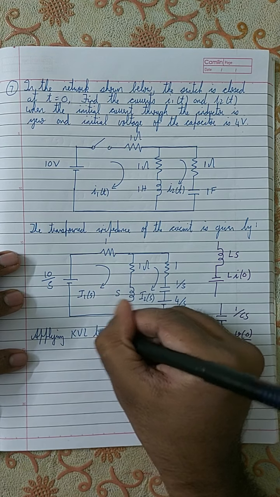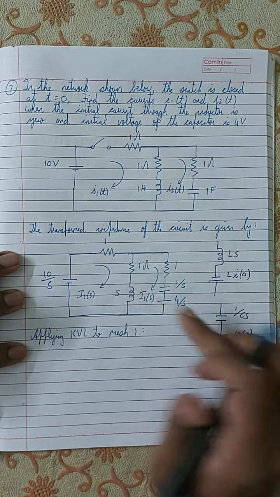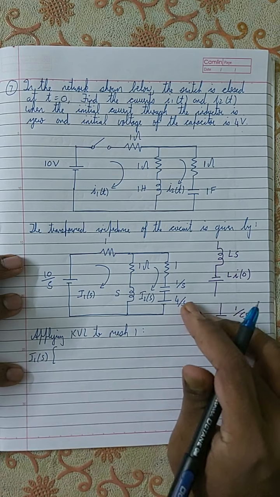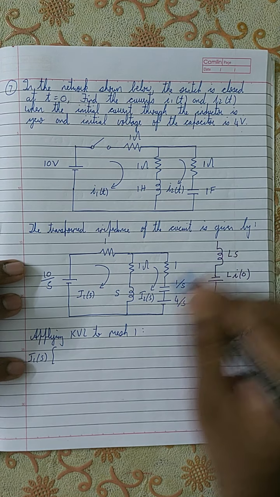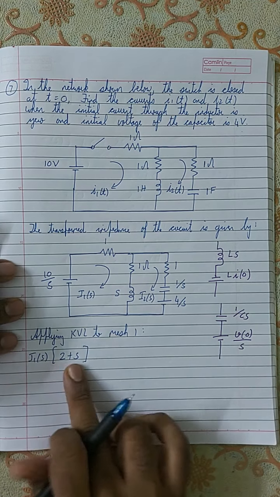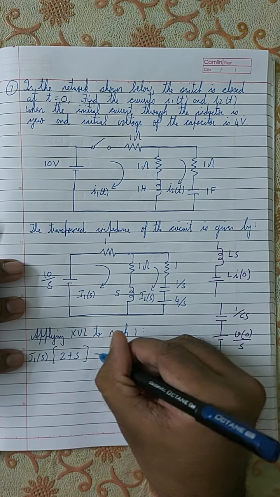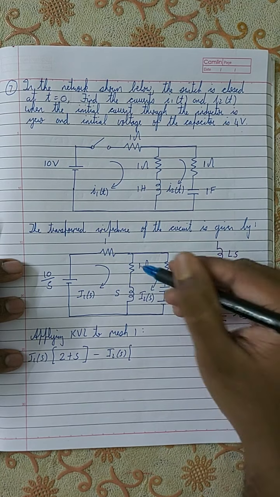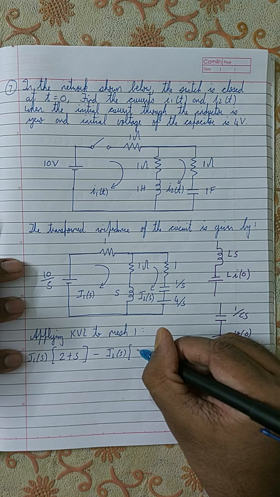KVL to mesh 1. Applying KVL to mesh 1, you get, that is, this I1 of s touches what all the elements it touches: 1 plus 1 plus s. What is 1 plus 1 plus s? It is 2 plus s, or s plus 2. It's touching only these three elements, right? So it is only this, minus I2 of s into, and what is this? I2 is touching only these two elements, which is 1 plus s or s plus 1.